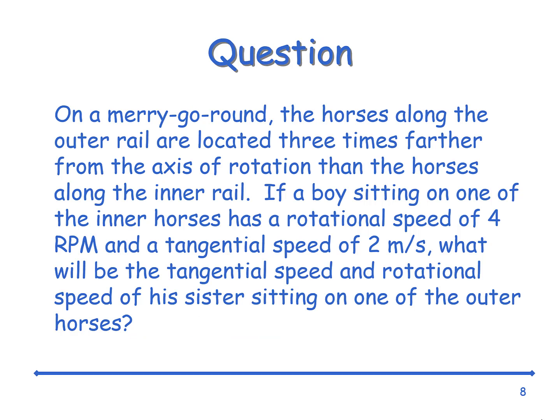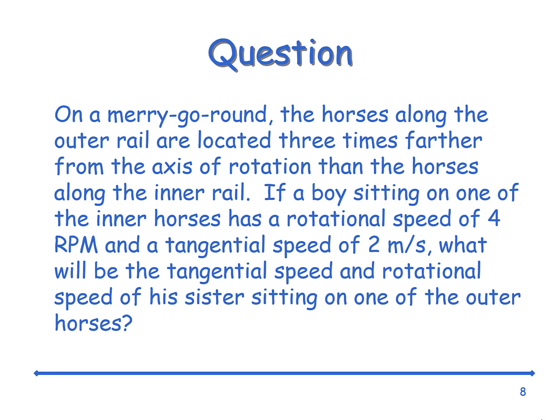All right, a little question to test ourselves here. On a merry-go-round, the horses along the outer rail are located 3 times farther from the axis of rotation than the horses along the inner rail. If a boy sitting on one of the inner horses has a rotational speed of 4 RPM and a tangential speed of 2 meters per second, what will be the tangential speed and rotational speed of his sister sitting on one of the outer horses?